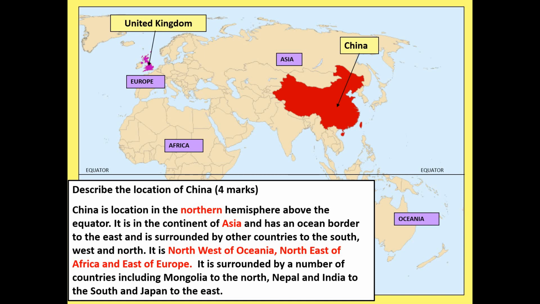Going on, it is northwest of Oceania, so referencing using compass directions another continent, northeast of Africa and east of Europe. So any of those would get you a 3rd mark for using compass directions to mention another continent. And finally, for the 4th mark, it's surrounded by a number of countries, including Mongolia to the north, Nepal and India to the south, and Japan to the east.